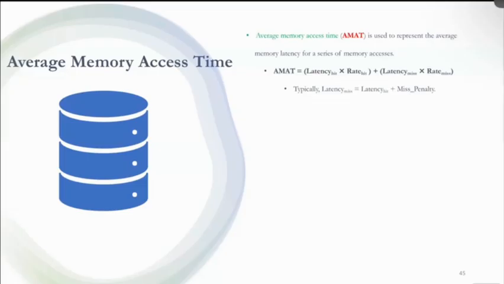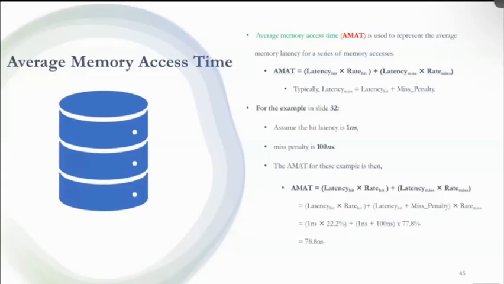The miss latency involves the miss penalty because the copy is not available in the cache memory, so additional time is required to access main memory. Typically, the miss latency means the hit latency plus the miss penalty. The miss penalty is, as we just discussed, the access time plus the transfer time.